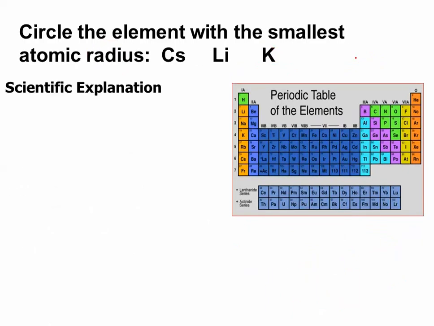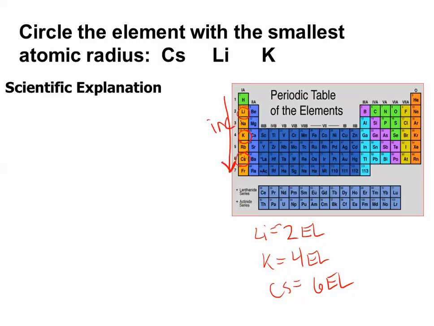All right, circle the element with the smallest atomic radius. Hopefully this slide's a little better than the last one. So we're looking at cesium here, lithium, and potassium. So what do we know about these? They're in the same group. Lithium is in period 2, so lithium has 2 energy levels. Potassium is in period 4, so it's got 4 energy levels. And then cesium is in period 6, so it's got 6 energy levels. And we know as you go down a group, atomic radius increases.